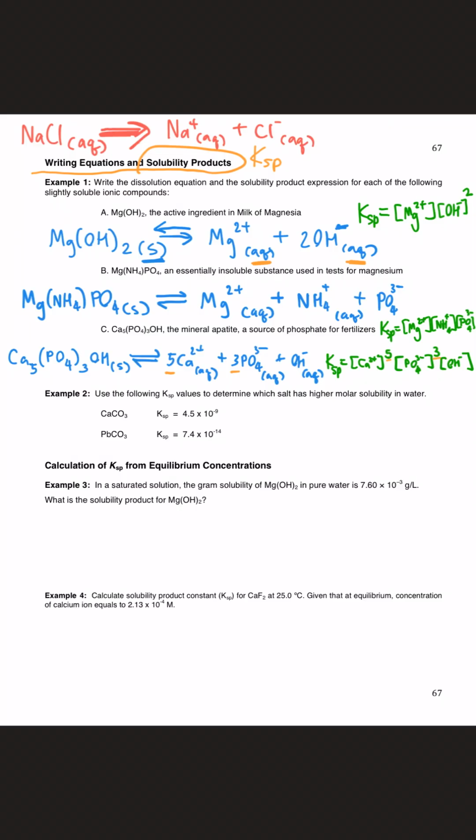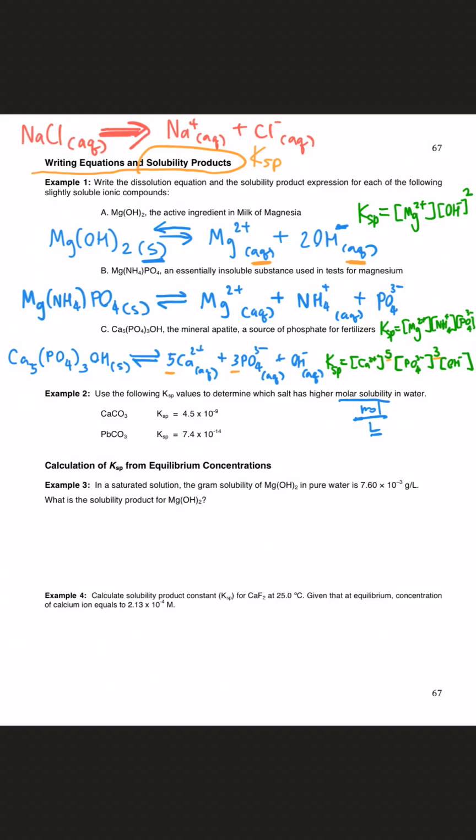Next, let's take a look at example 2. Example 2 gives us the Ksp values of two different ionic compounds. One is calcium carbonate, the other is lead carbonate. It asks us to determine which salt, or which ionic compound, has higher molar solubility, which means which one is able to dissolve more in water. Molar solubility is in the unit of moles per liter. So it just asks which one would yield more moles of solute ions in a liter of solution.